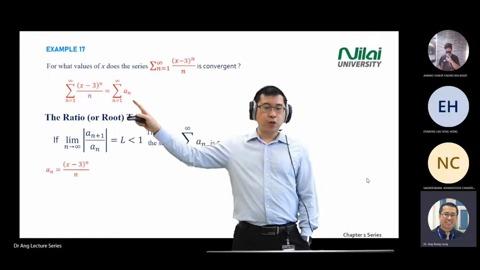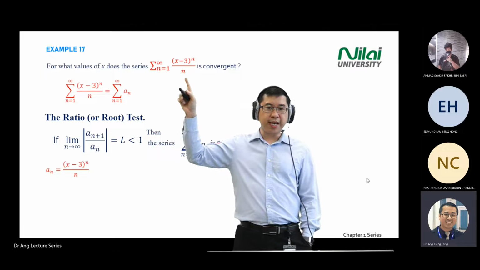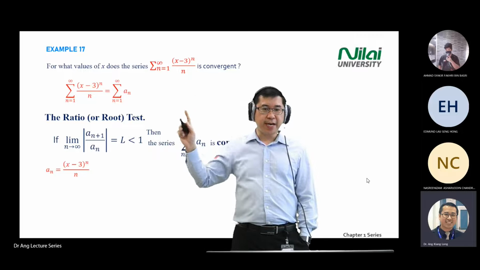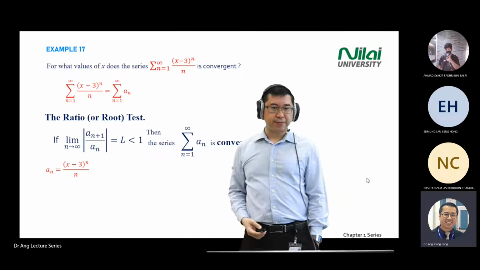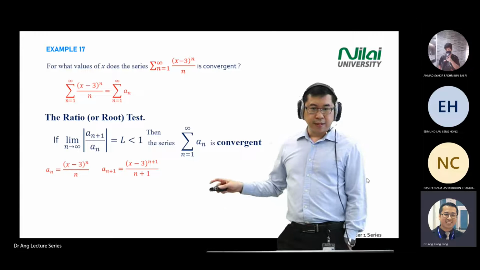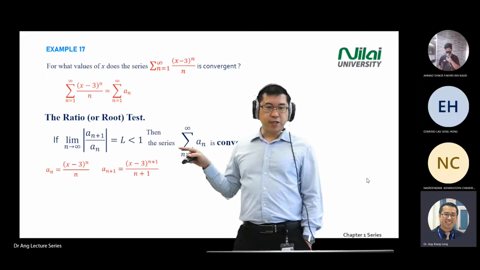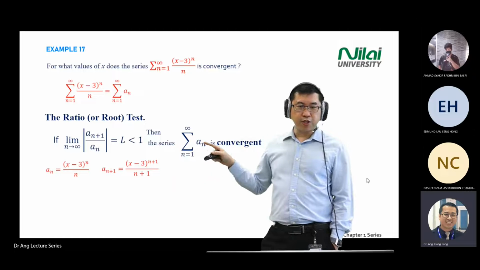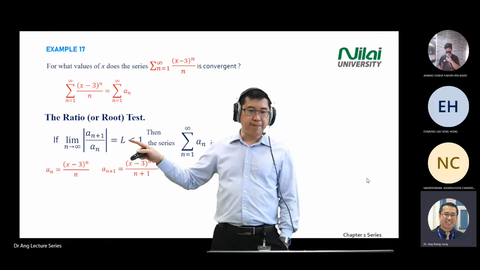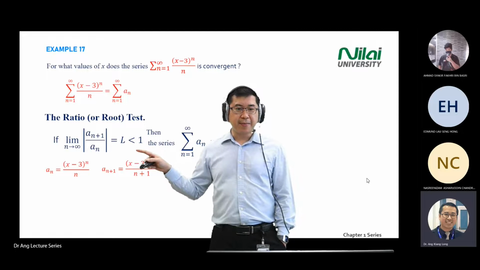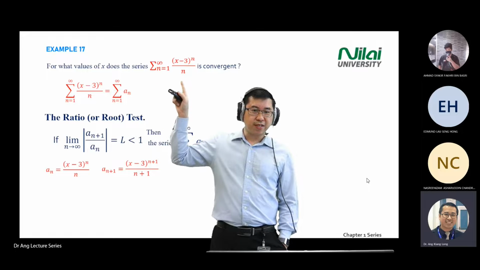Then you look at your answer. You compare: a sub n equals x minus 3 to the power n divided by n. You write this in your answer. Then you need a sub n and a sub n plus 1, because in this blue color convergence test you need a sub n plus 1 and a sub n. So the first, a sub n, you already have. a sub n equals this equation.